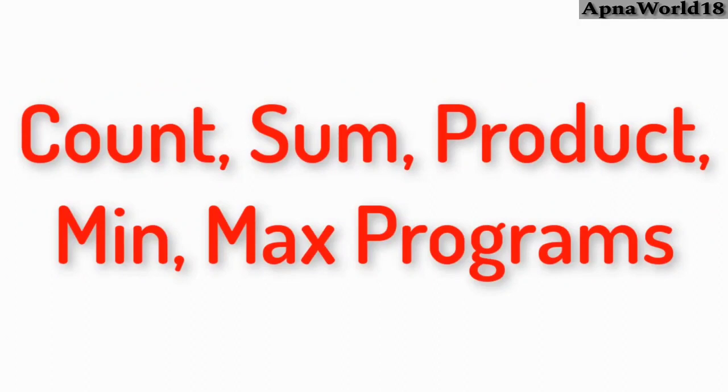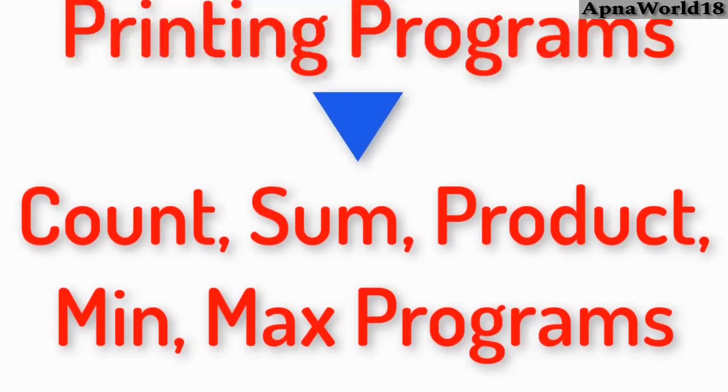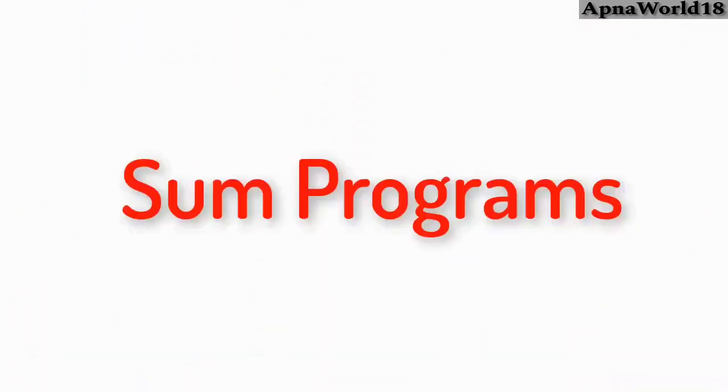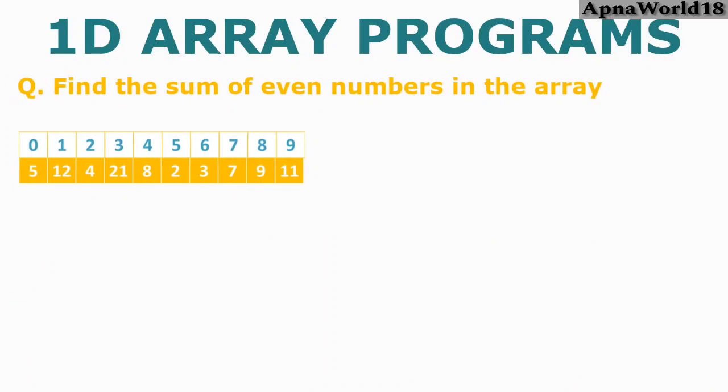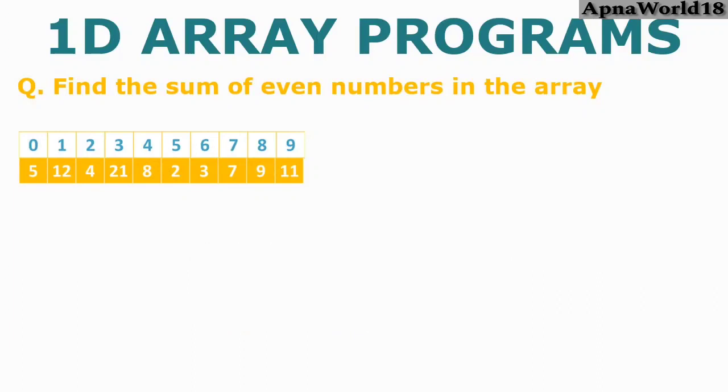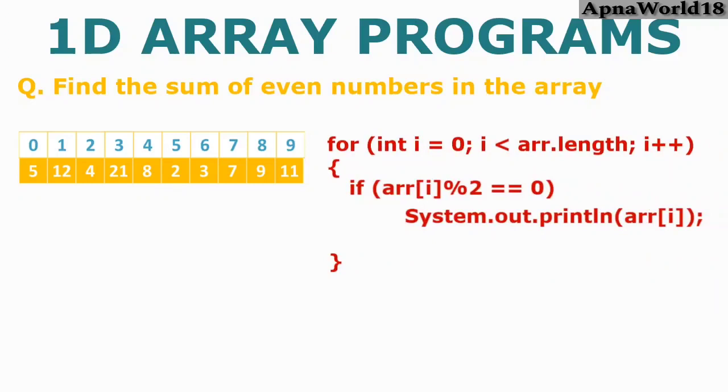Now the next category of programs are count, sum, product, min, max programs. Any of the printing programs we just learned can be easily converted to these programs, and we will start with sum. Like find the sum of all array elements or sum of even numbers. Now there are three steps to convert any of the printing programs to a sum program. So we take the even number printing program we just wrote. First step is to declare a variable to store the sum before the traversal loop and initialize that variable to 0.